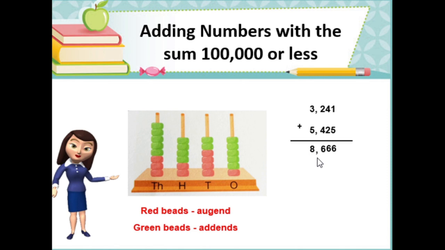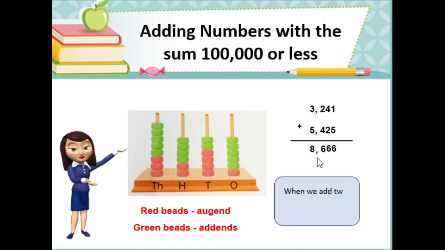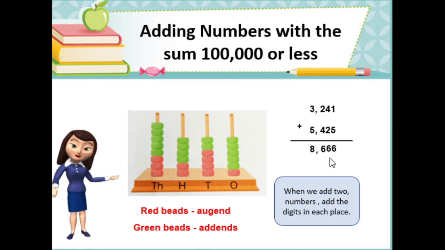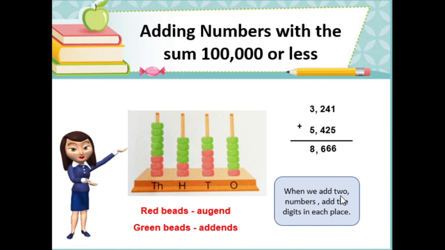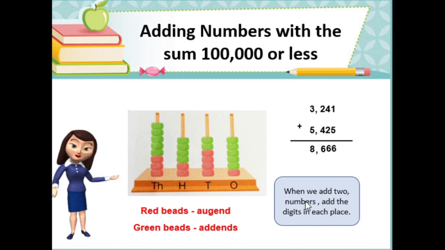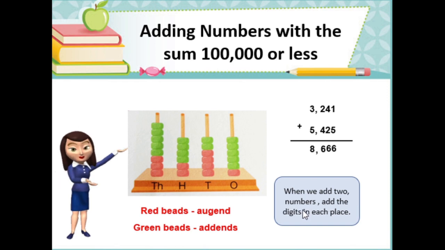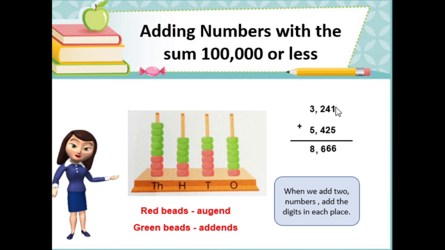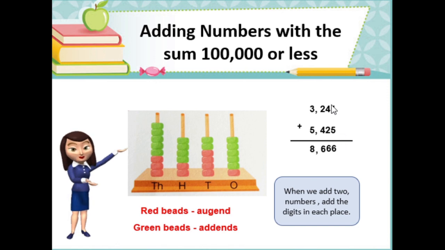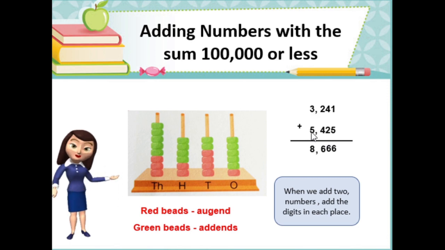And we add them together, we get 8,666. Remember, when we add two numbers, add the digits in each place. Start from the right. So 1 and 5, 4 and 2, 2 and 4, 3 and 5. Okay?